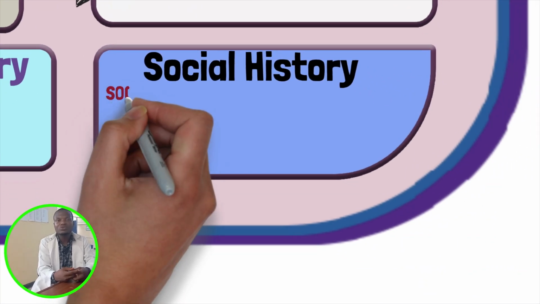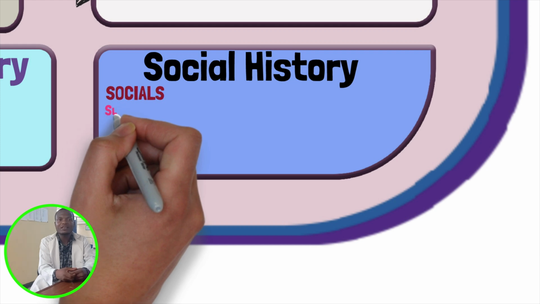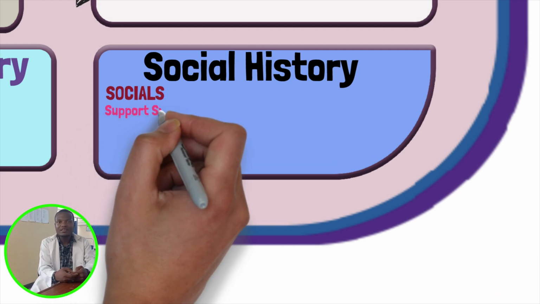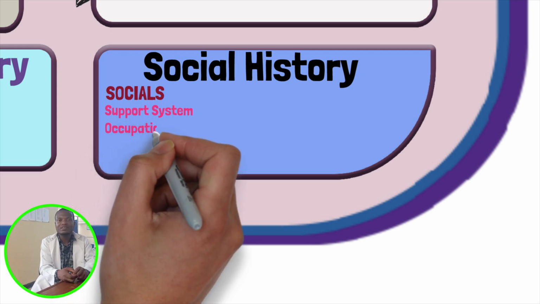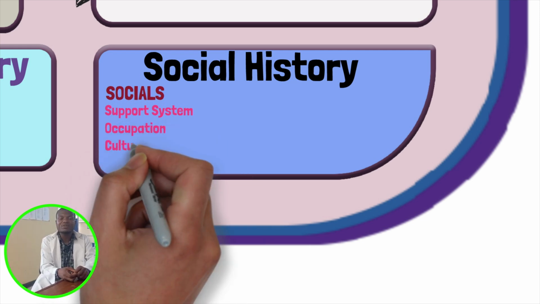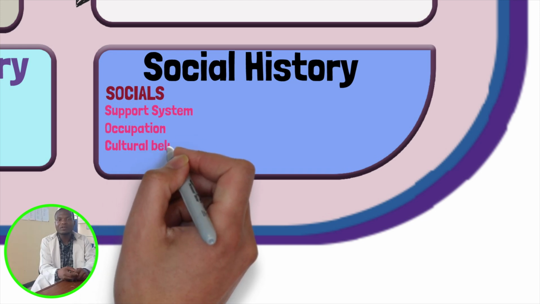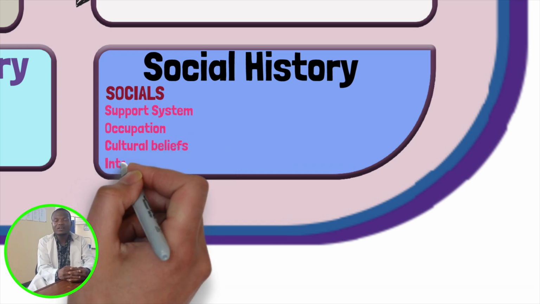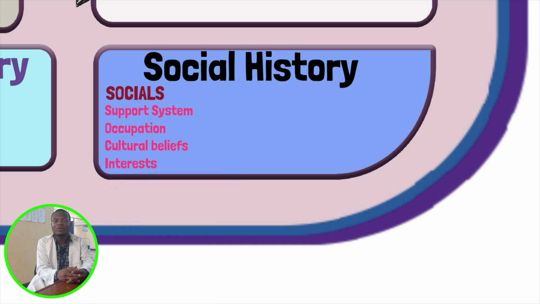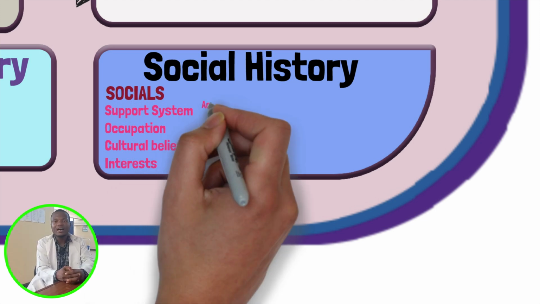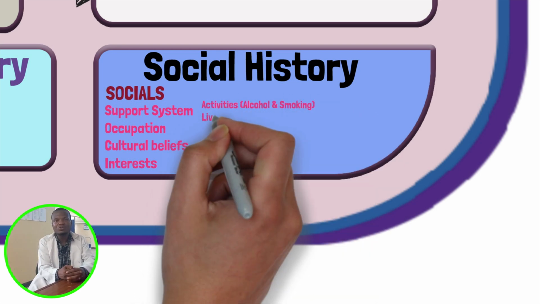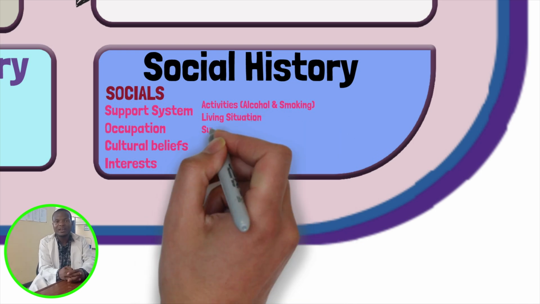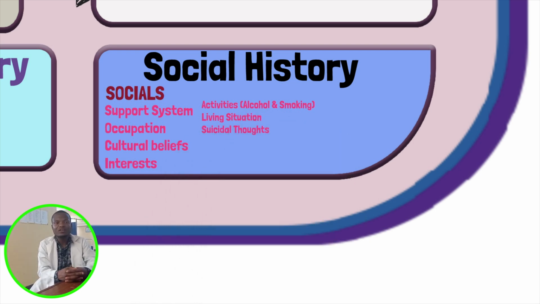So now you move on to the social and occupational history. And the mnemonic here is SOCIALS. S for support system, whether the person is on an insurance scheme or the person is paying for everything himself or is being funded by family. O for the occupation of the person. C for cultural beliefs, and you will be surprised how cultural beliefs can really help you in treating certain conditions. I for the interest of the person, A for activity such as alcohol and smoking habits, L for living situation at the home or place he works, and S for suicidal thoughts.